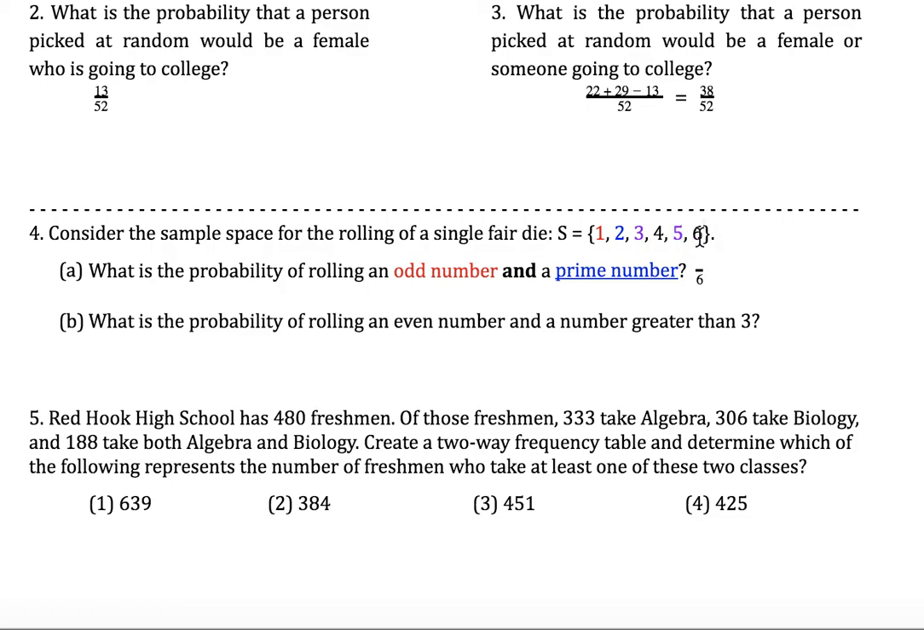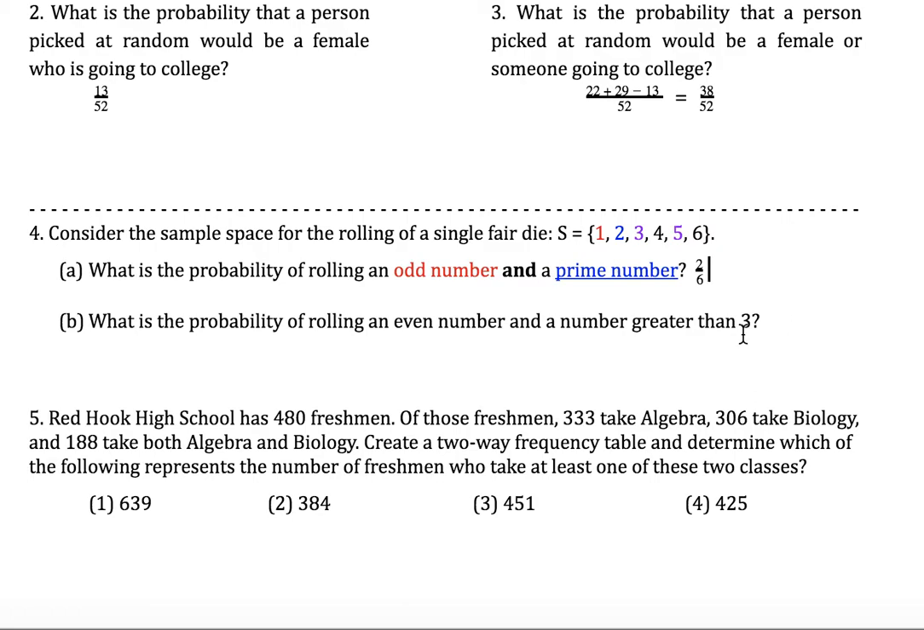6 is not prime. So now what is the probability of both of these happening? That's the overlap, which I already color-coded as purple. There are 2 outcomes that fall into each of these. So that will be 2/6. I am not going to reduce it. I'm going to leave it as 2/6 because I want you to be able to see what my number of outcomes were, and the number in my sample space.